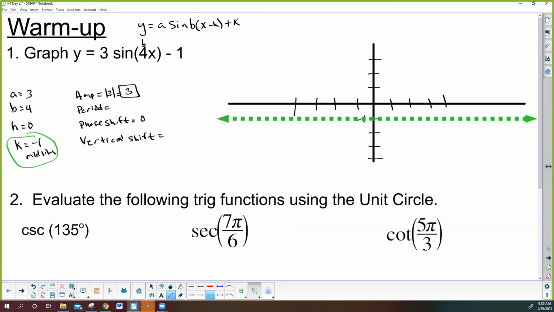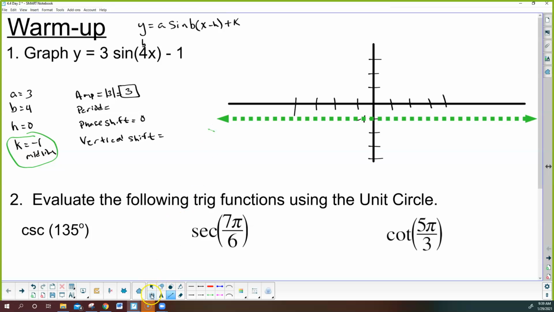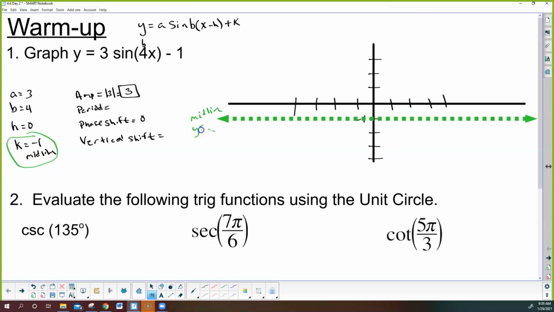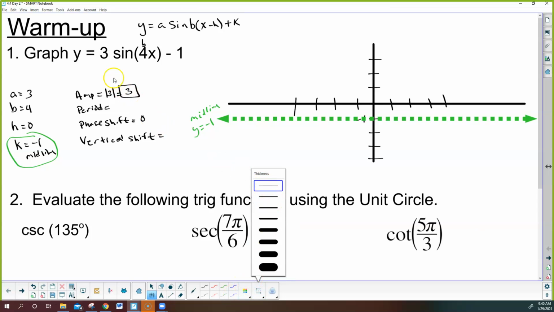It is important for you to be able to understand and know where that's located. So I would label it, my midline is at the equation y equals -1. Okay, so there's the midline. And then from there, we can do our amplitude. The amplitude is how high up and down I go. So the amplitude is 3 up from the midline and 3 down.